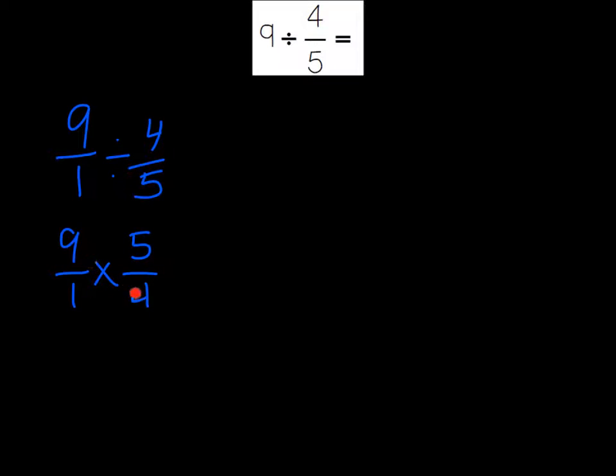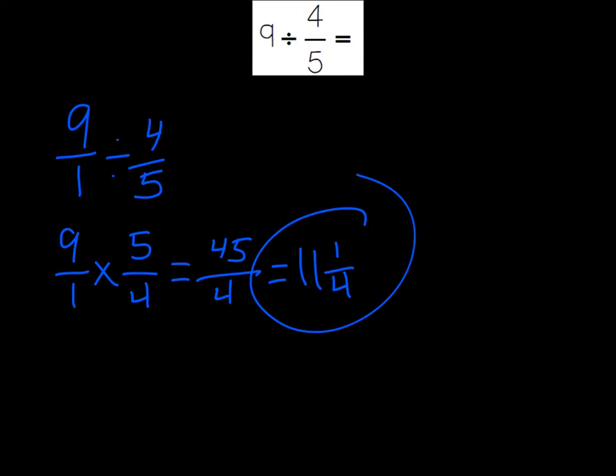Now let's see if we can cross cancel. 9 and 4 do not share any common factors, neither do 5 and 1, so we multiply the numerators, multiply the denominators. First of all, 9 times 5 is 45, and 4 times 1 is 4. We have an improper fraction again because the numerator is larger than the denominator. So how many 4s will go into 45? Well, I know 11 times 4 is 44. So that's 11. And I would have 1 left over. And so that's my numerator. And my denominator stays the same. So 9 divided by 4/5 is 11 and 1/4.